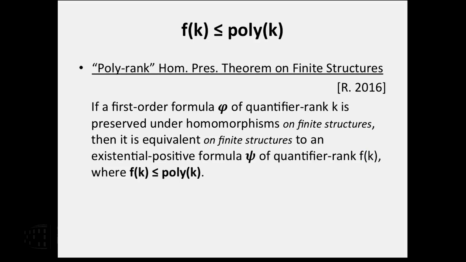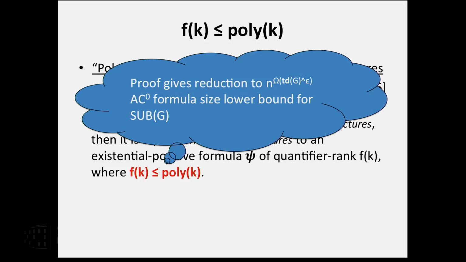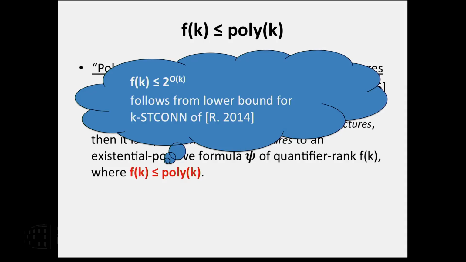So the new result, the improvement that we get: using our lower bounds for AC0 formula size of subgraph isomorphism, we're able to show a polynomial upper bound on the quantifier rank blowup in the finite homomorphism preservation theorem. The proof is not that complicated, but it gives a reduction to this formula size lower bound, as I mentioned. Just a few other comments on this.